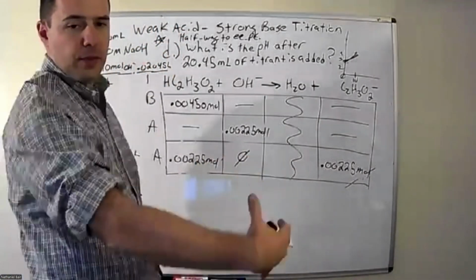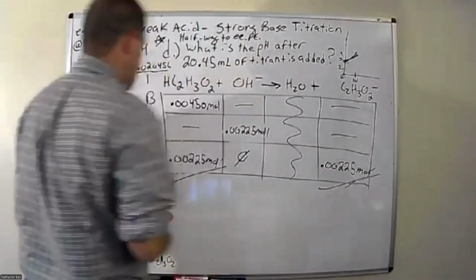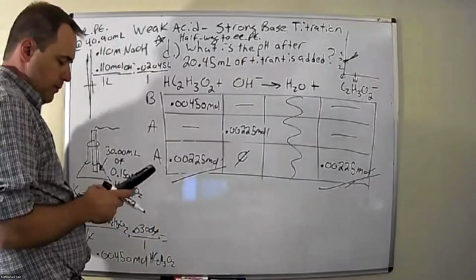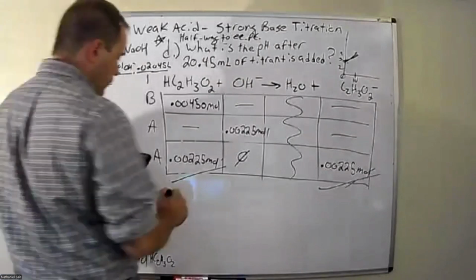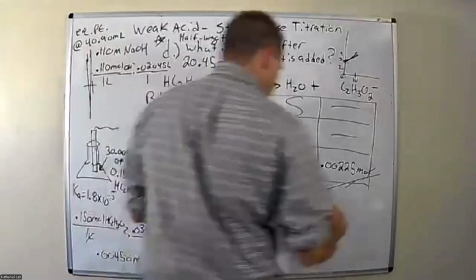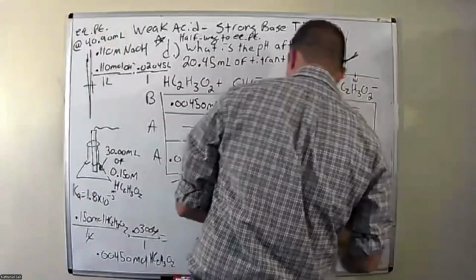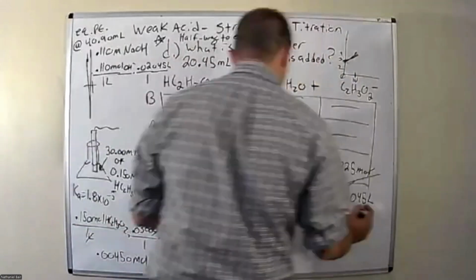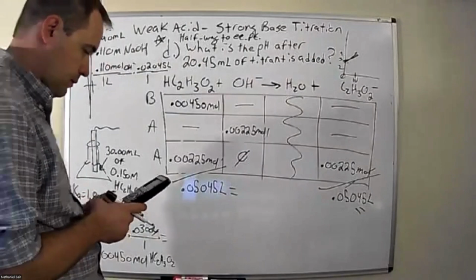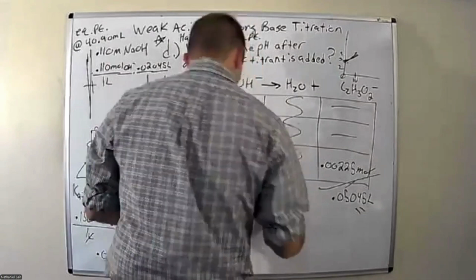But before we use the Henderson-Hasselbalch equation, it's got to be molar. So we need to divide by the new volume in liters. So 30 plus 20.45, that's 50.45. We're going to divide by 0.05045 liters. And we get 0.0446 molar.